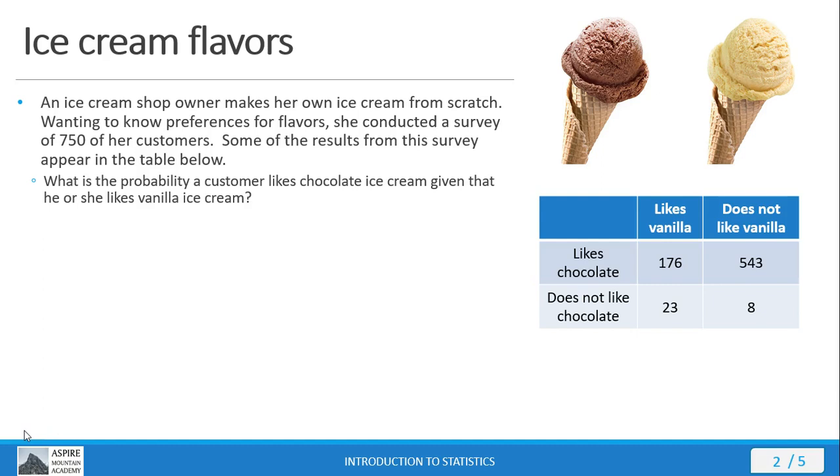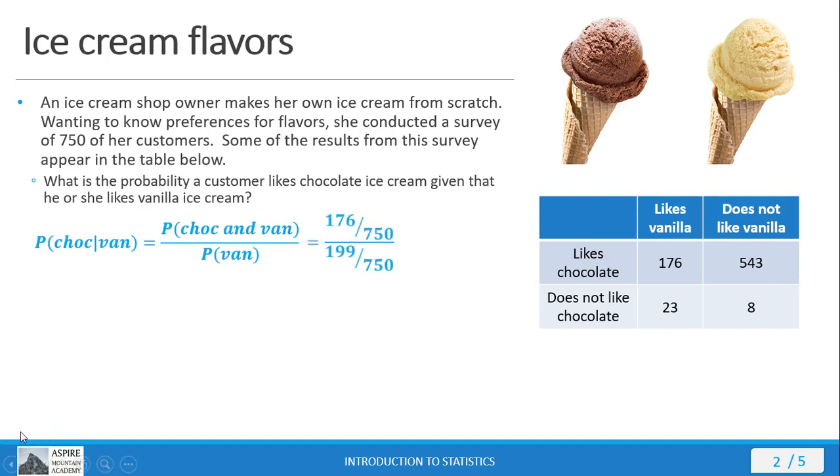Okay, let's see how well you did with this. The probability that a customer likes chocolate ice cream given that he or she likes vanilla, so chocolate given vanilla, is going to be the probability of both of them occurring together at the same time, divided by the probability of the last item, which is the probability to like vanilla. Now that you've set this up, it's just a matter of calculating each of the different parts.